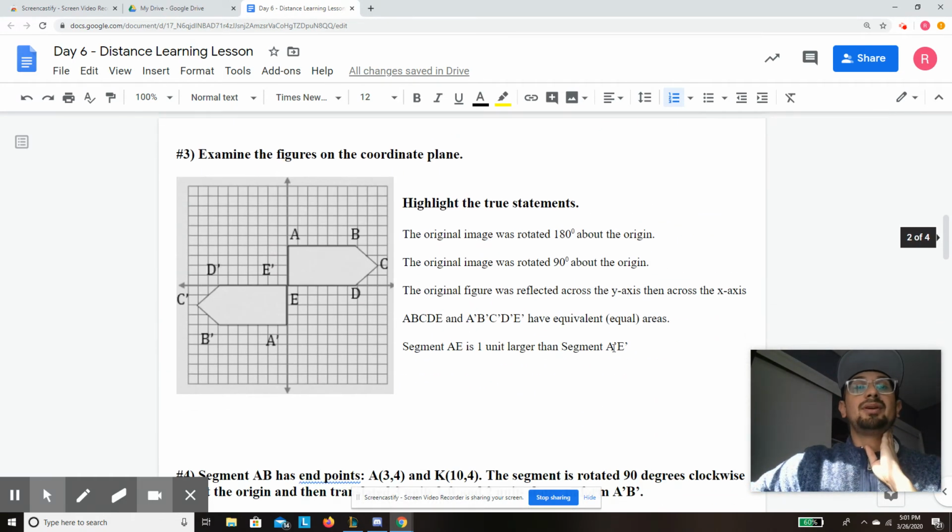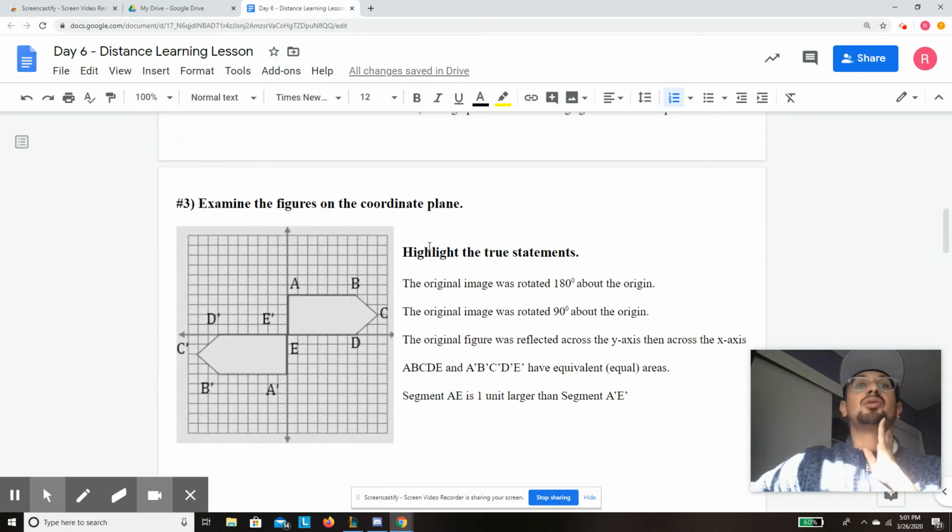So now number 3, examine the figures on the coordinate plane. Highlight the true statements. The original image was rotated 180 degrees about the origin. So this is the original image. So it goes this way and then this way. So 90 would be down here, 180 would be right here. So this is a true statement.